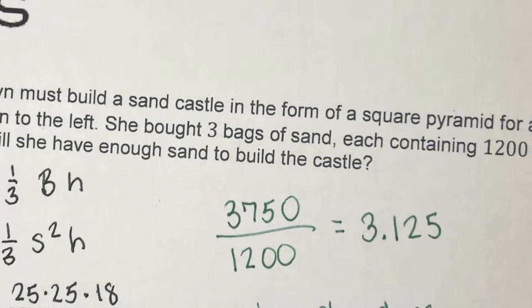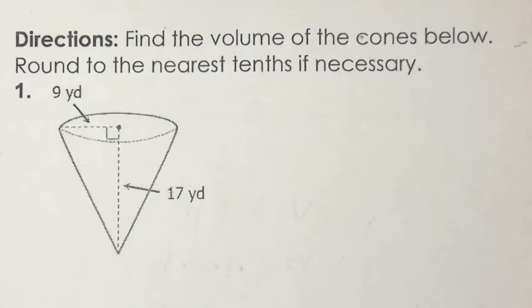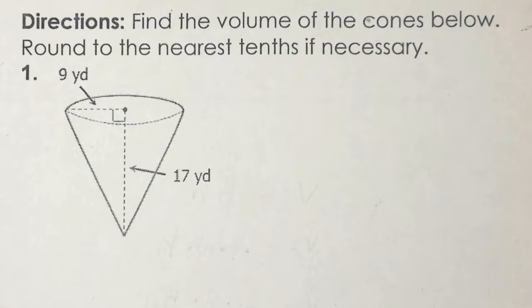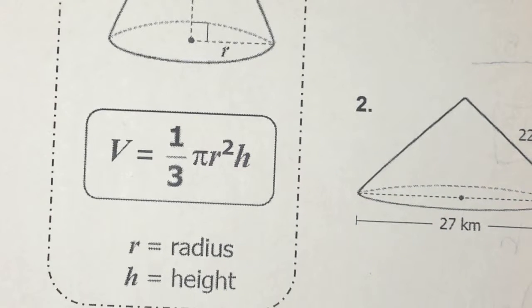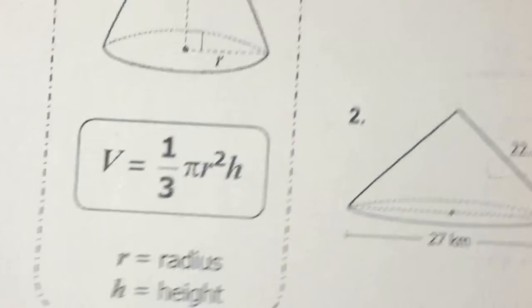All right, moving on. On the back, cones. A cone is like a cylinder that's been kind of smoothed into a point. That's why they're really using the cylinder formula. You just add the 1/3 in front. Dividing by 3. Same situation.